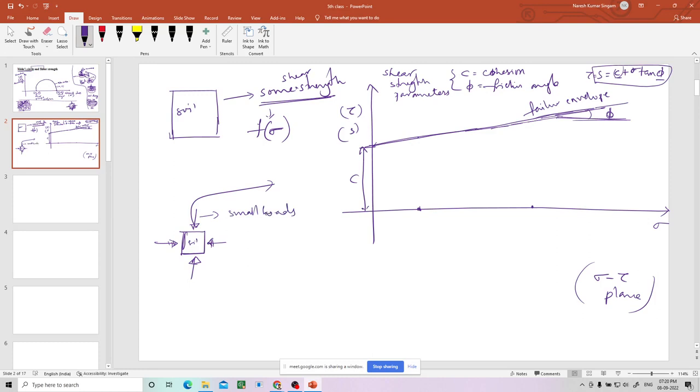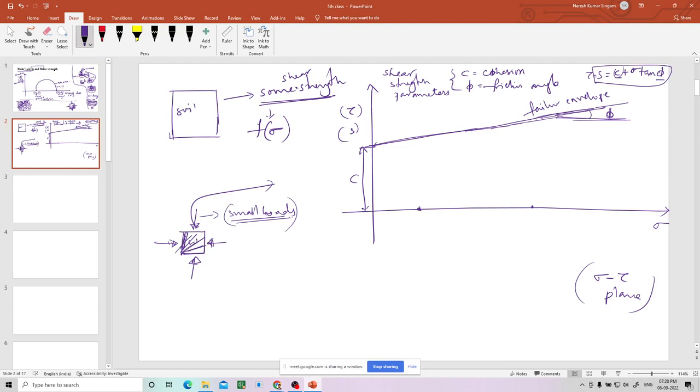So it is not failing, let us say. At that time also every plane has some shear stress and some normal stress, because you are applying some loads. They may be small, but they are some loads, because of which every plane has some normal stress and some shear stress.